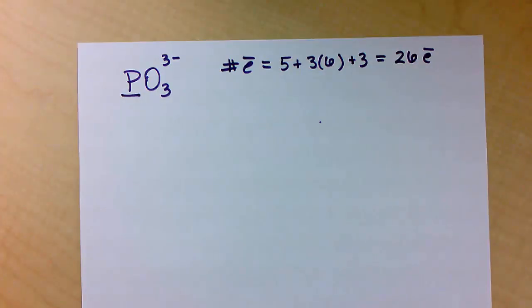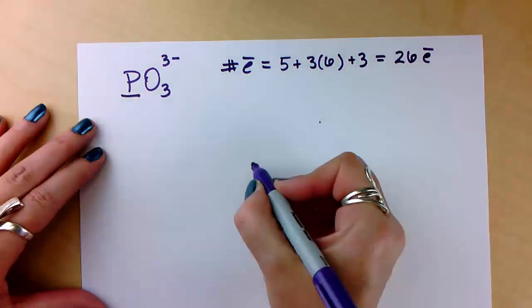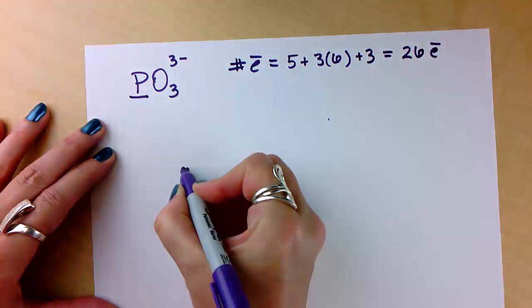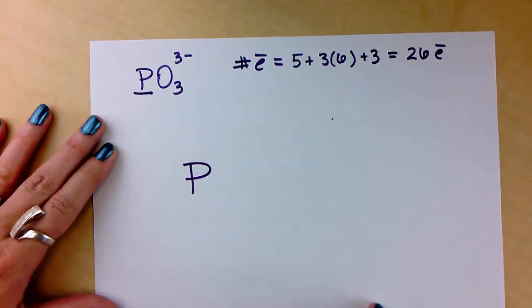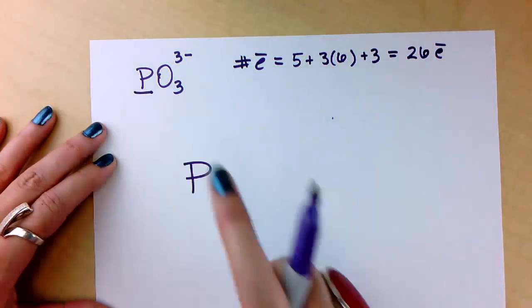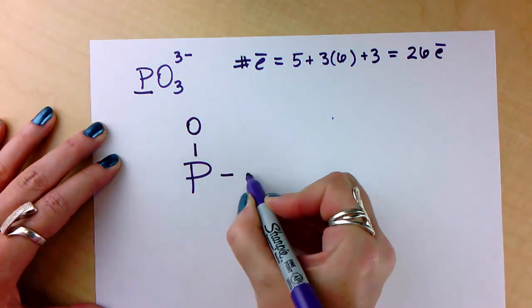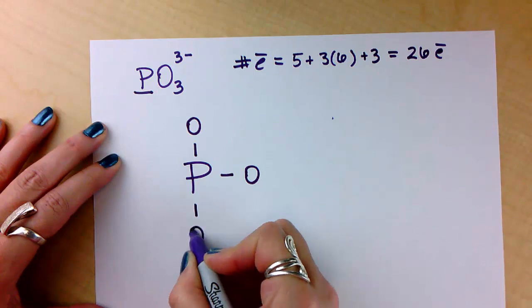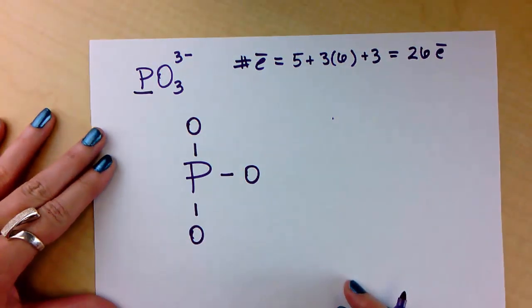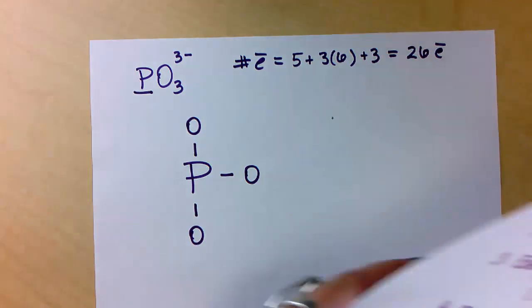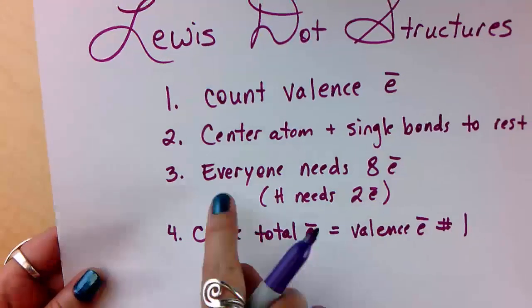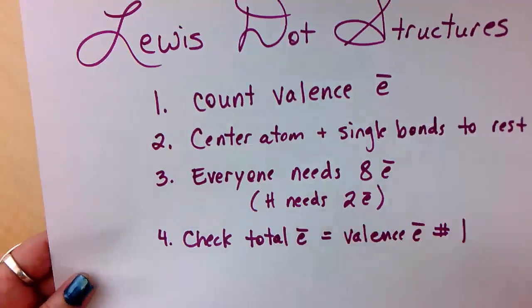Our next step is to put P in the center. It is connected to 3 oxygens. We always start with single bonds. So I connect my phosphorus to 3 oxygen atoms with single bonds. Remember, step 3, everyone needs 8 except hydrogen needs 2.